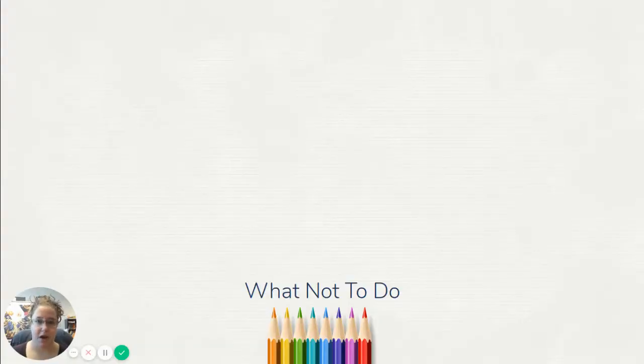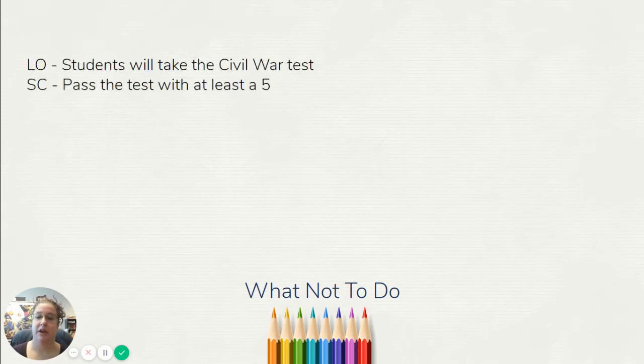So here are some non-examples, some what not to do's, and they are modeled on real examples seen in classrooms. Learning objectives: students will take the Civil War test. Success criteria: pass the test with at least a 5. At least the student knows that the teacher has a goal for them of being proficient, passing with at least a 5. But I don't know what I should study about the Civil War. I don't know what will be covered. And this is just not specific enough to really guide anyone's thinking, students or teachers.